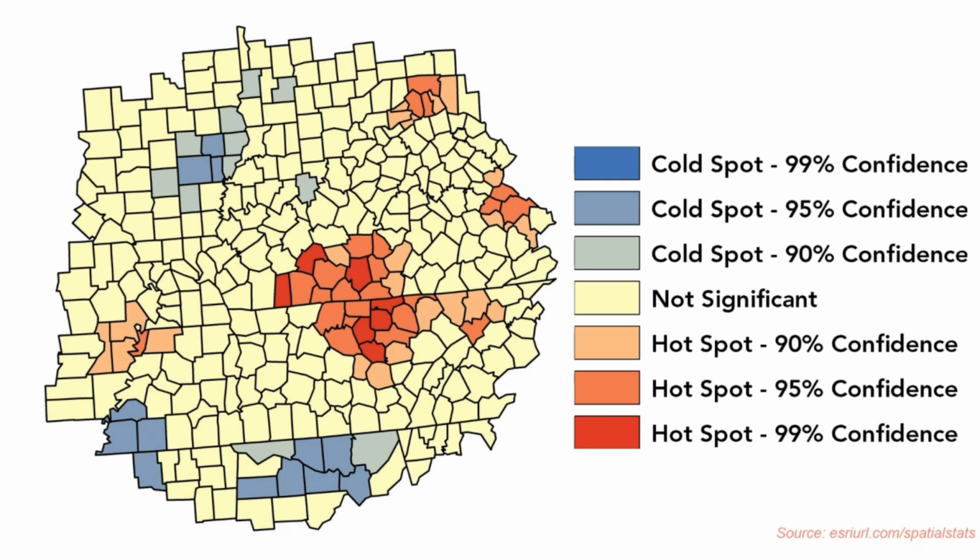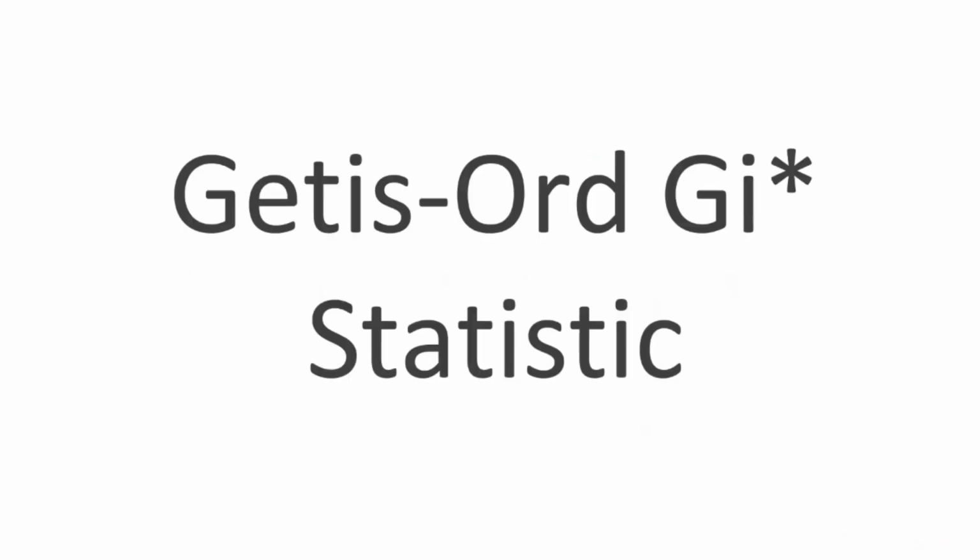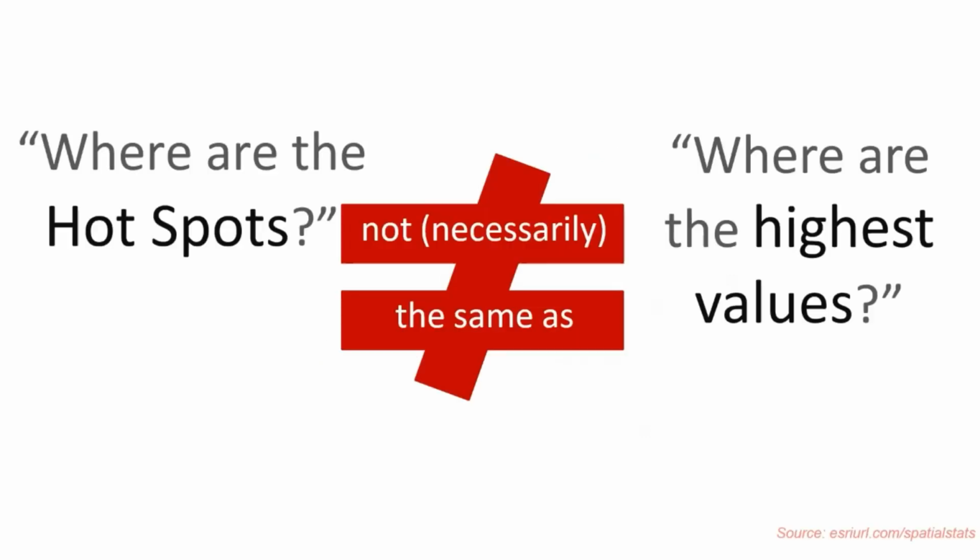If the feature is significantly higher than its neighbors, it gets marked as a hotspot. If it is significantly lower, it gets marked as a cold spot. So how do we know it is significantly different? This is where our z-score and p-values, which we discussed in the previous slide, come into play.